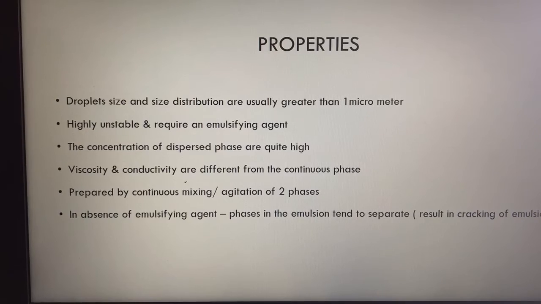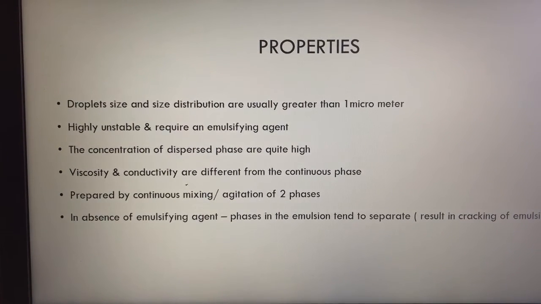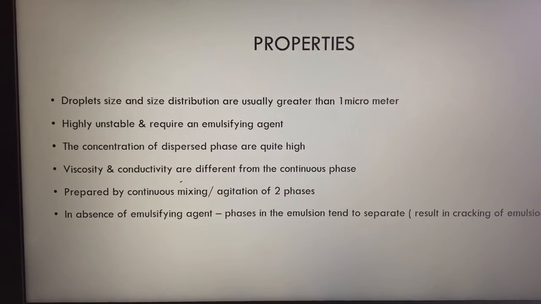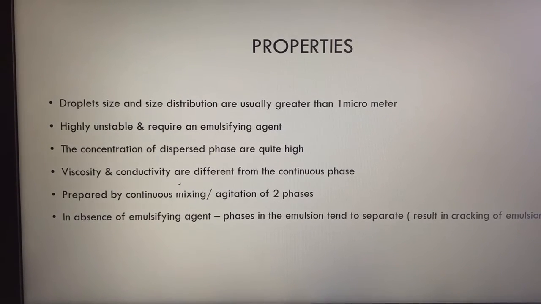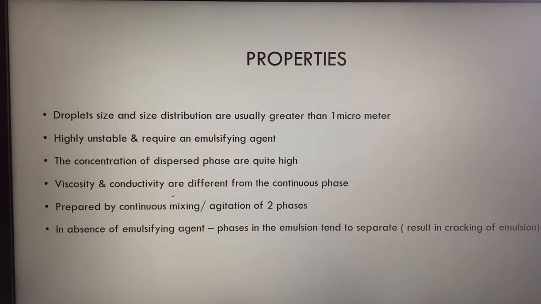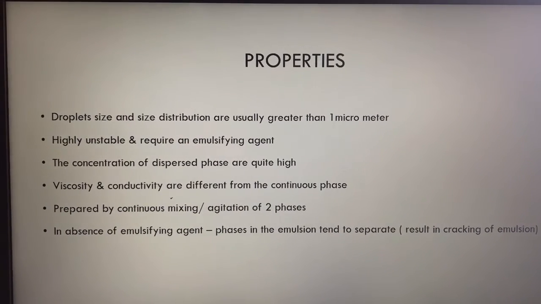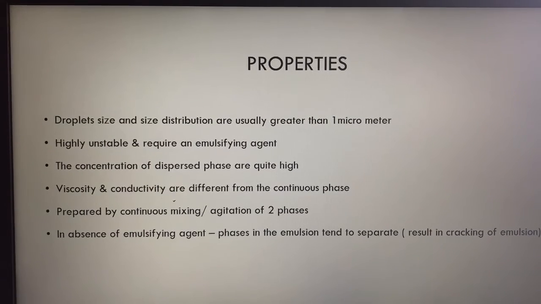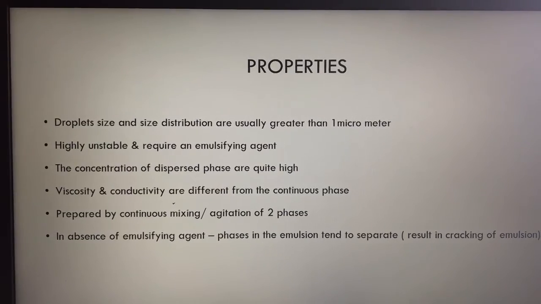Properties of emulsion. Droplet size and size distribution are usually greater than 1 micrometer. Emulsions are highly unstable and require an emulsifying agent. The concentration of dispersed particles is quite high. The viscosity and conductivity are different from the continuous phase. Usually the emulsion is prepared by continuous mixing of two phases. In the absence of an emulsifying agent, phases in the emulsion tend to separate and result in cracking of the emulsion.